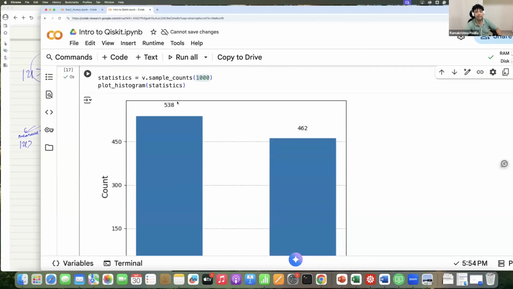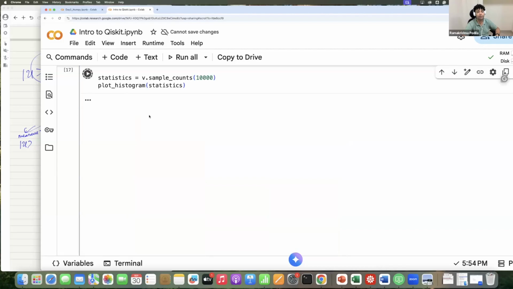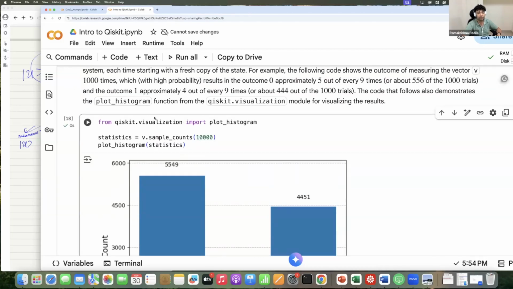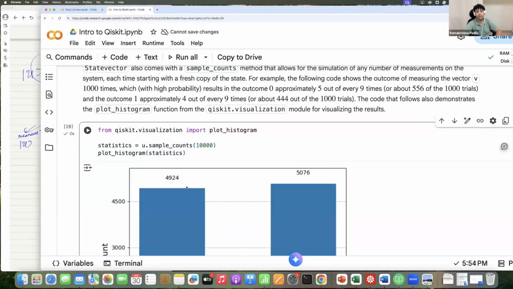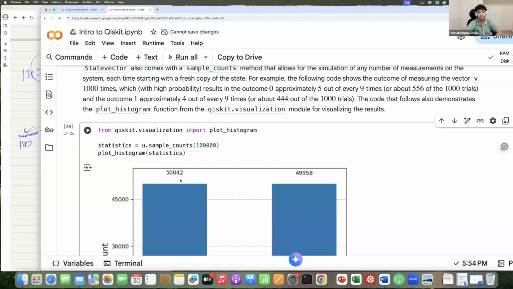So then you see that you have 538 and 462, right? You see roughly half. If you increase the number of measurements, let's say 10,000 measurements, then you see that probably, oh, we are doing with U. Let's do U, right? You see they're almost like 49 and 50, right? So as you increase the number of measurements, it will become more or less equal, right? So more or less equal now, right?